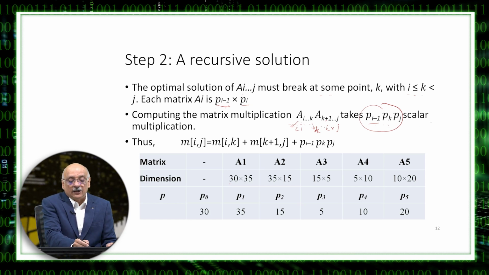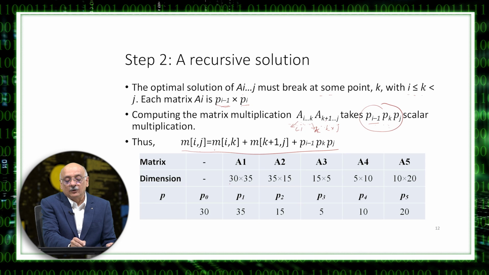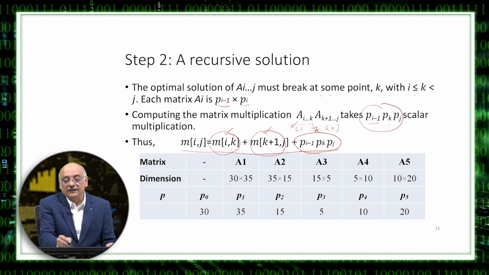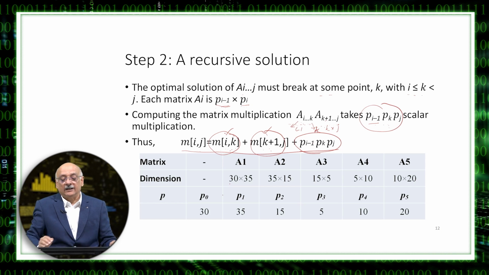If I have multiplied two matrices, let's say Ai to Ak and Ak+1 to Aj, then Mij is going to be Mik, the already computed number of scalar multiplications, plus the already computed scalar multiplications of the other part. So it is the scalar multiplications of both the parts, and then the cost of multiplying these two matrices. That is what is being discussed. So this is a typical example.